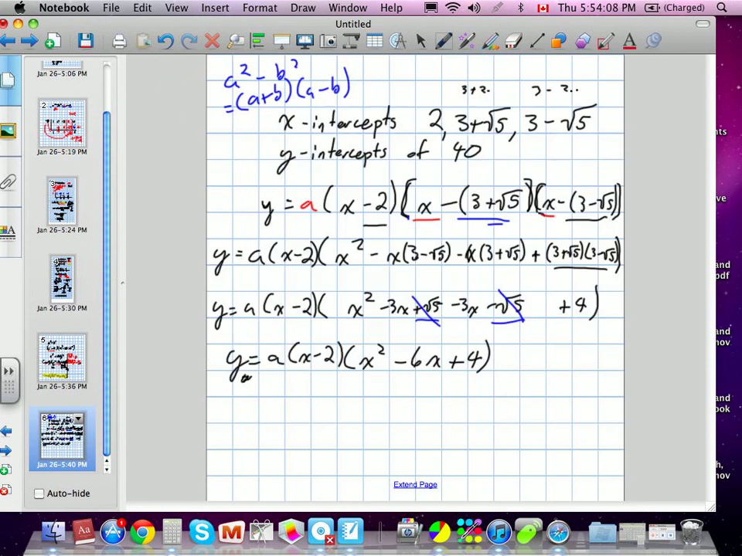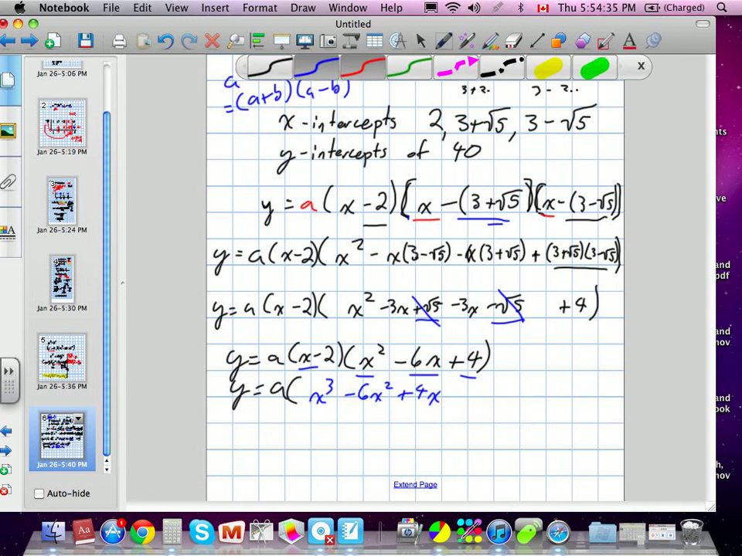Now, to multiply all of that. Yeah. So we get y equals. Now let's leave the a on the outside. And we'll do this times all the terms. So we'll do it in blue first. So x cubed minus 6x squared plus 4x. And then we'll do it in red. Negative 2 times that is negative 2x squared plus 12x. And then minus 8. Okay.